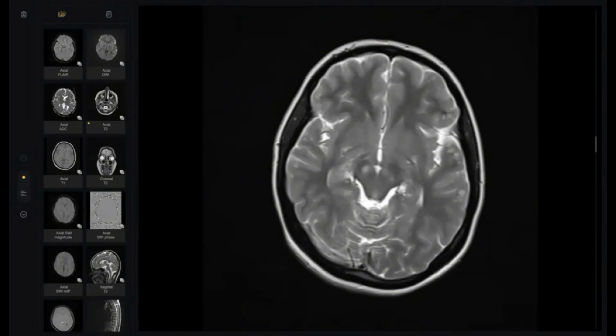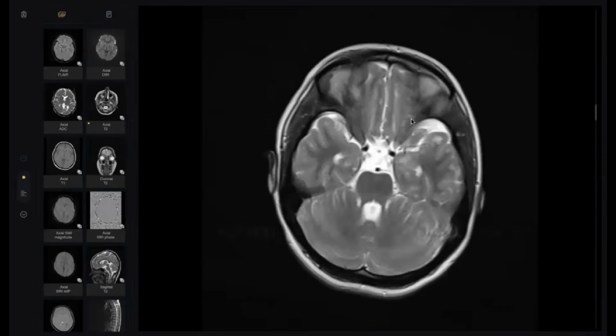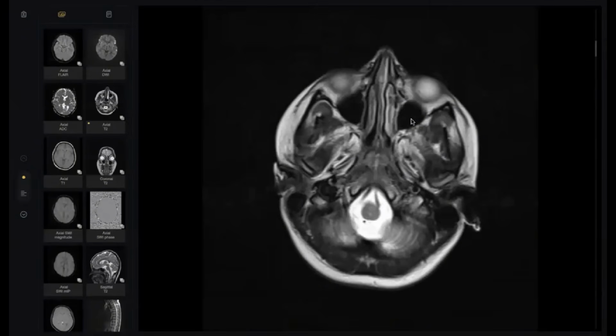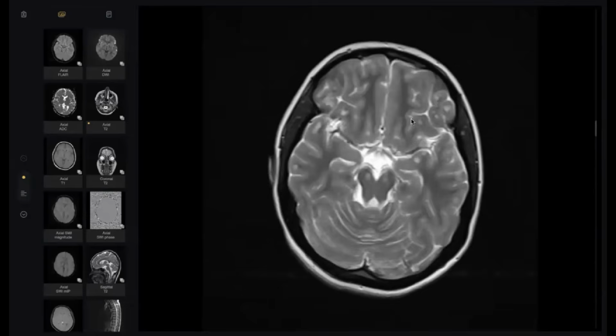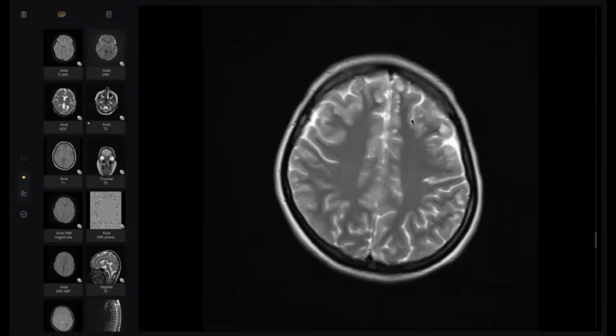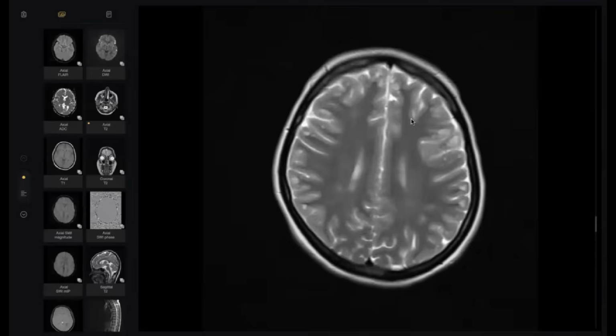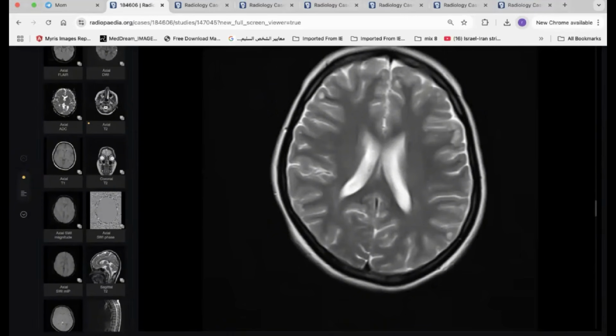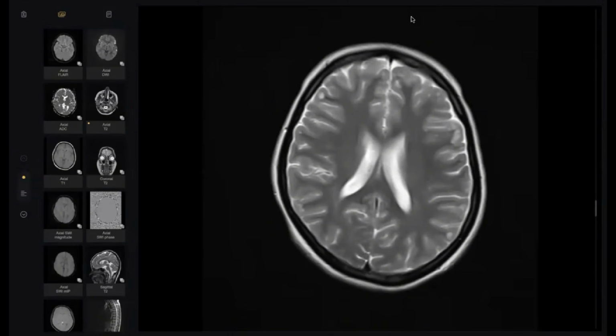Look here at the carotid. Do you detect any abnormality here? Honestly, I couldn't pick any abnormality. What's your final diagnosis?